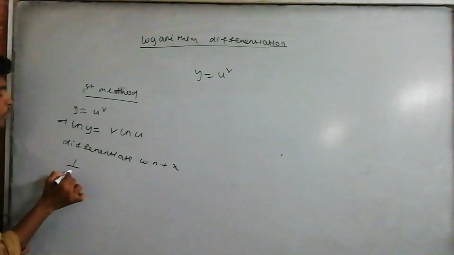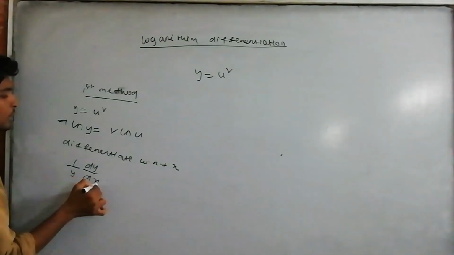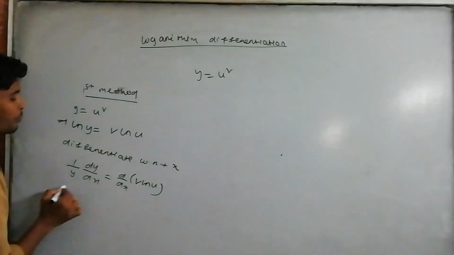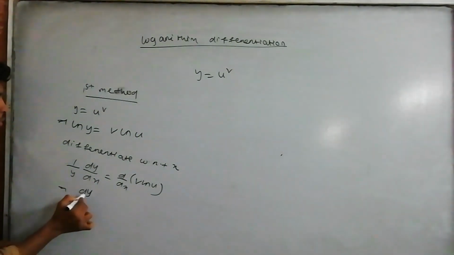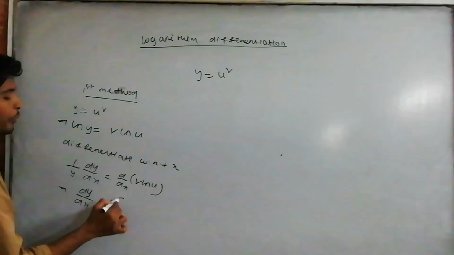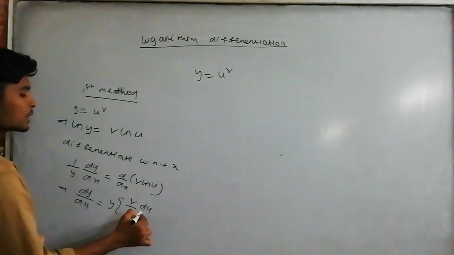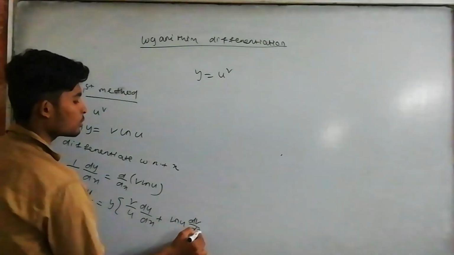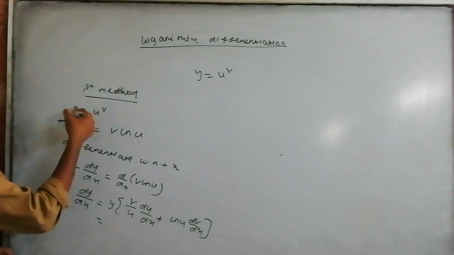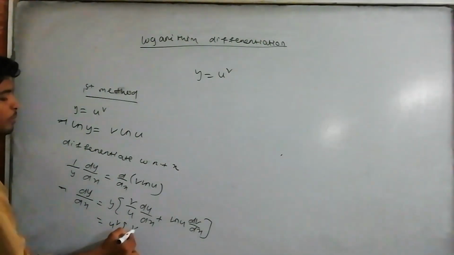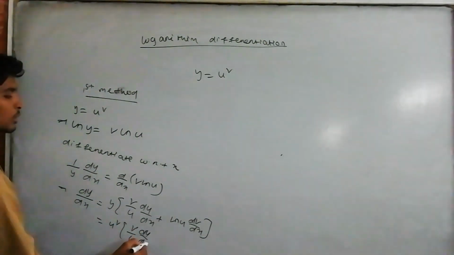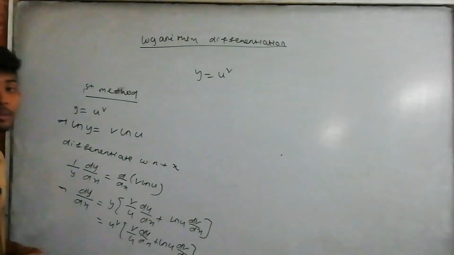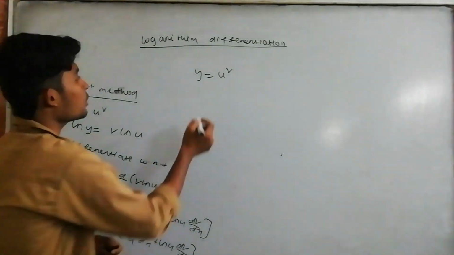Then what you get? 1 by y dy by dx is d by dx of v ln u. That is dy by dx is y times (v by u du by dx plus ln u dv by dx). And you know y is u to the power v, so it is u to the power v times (v by u du by dx plus ln u dv by dx). Okay, the second method.